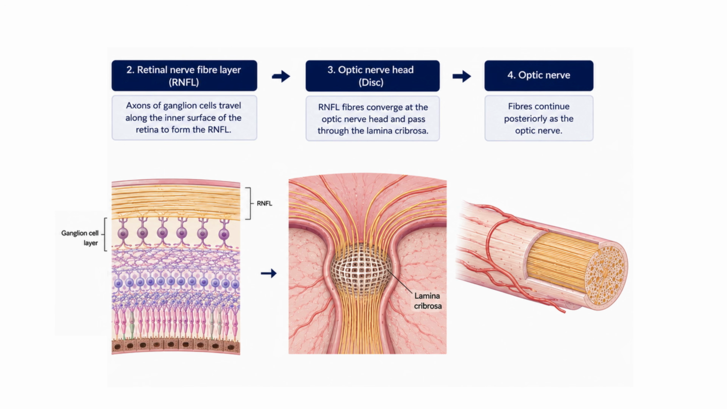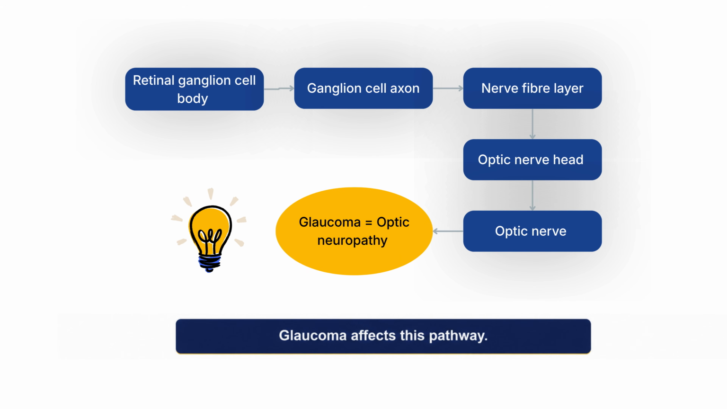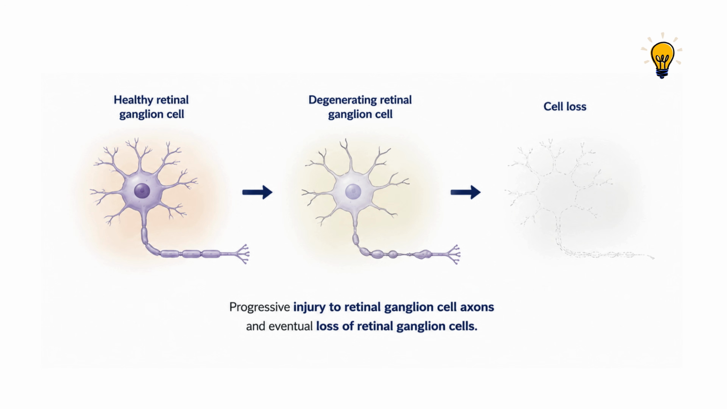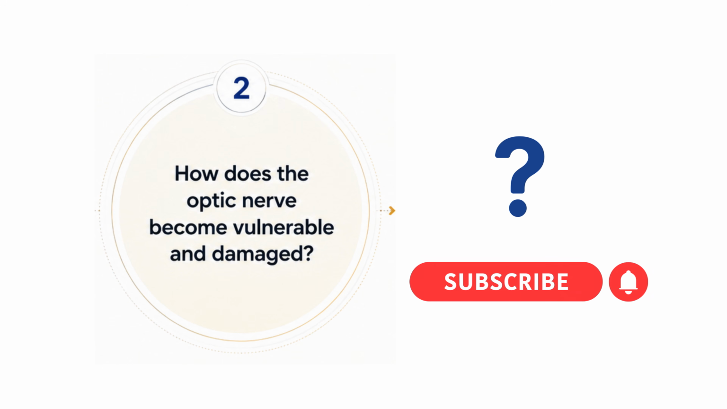So, in simple terms, the pathway is retinal ganglion cell body, retinal ganglion cell axon, retinal nerve fiber layer, optic nerve head, and the optic nerve. Glaucoma basically affects this pathway. The essential problem in glaucoma is progressive injury to the retinal ganglion cell axons and eventually loss of the retinal ganglion cells themselves.